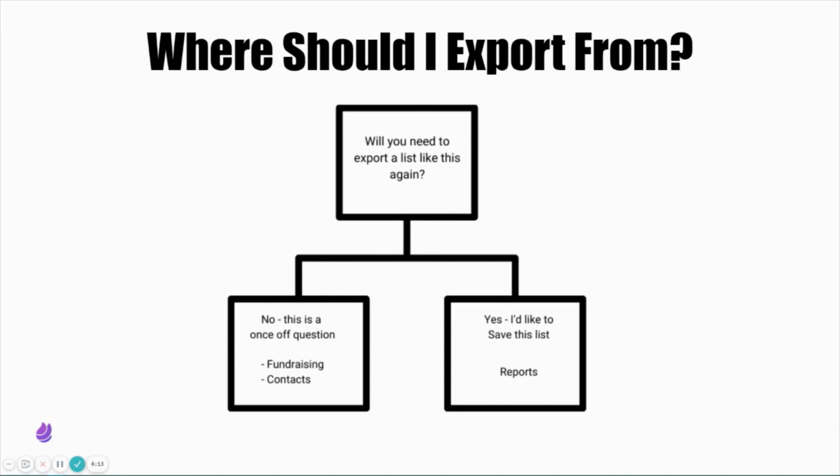So the fundraising section of Keela and the contact section, they allow you to apply filters, but only as a one-time. It lets you check a question off really quickly. It doesn't save those lists. So if you're wondering, ask yourself, will I ever need this to export a list like this again? Am I just answering a once-off question, or do I want to save it and come back to it later? If the answer is no, if you're not wanting to use this again, then it's fine to use fundraising or contacts. You can export from then.